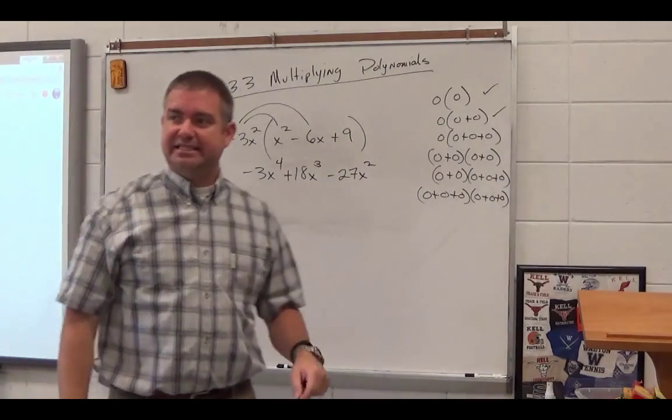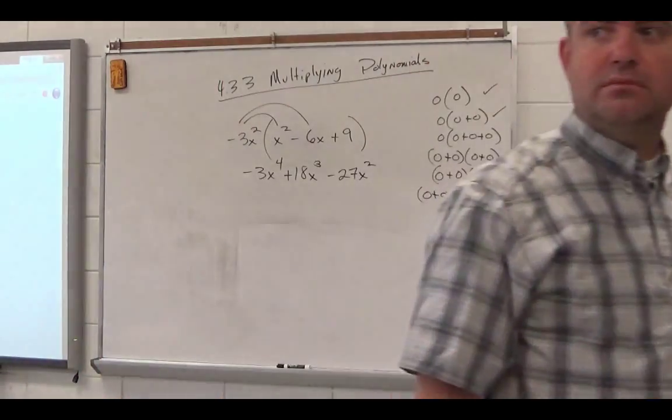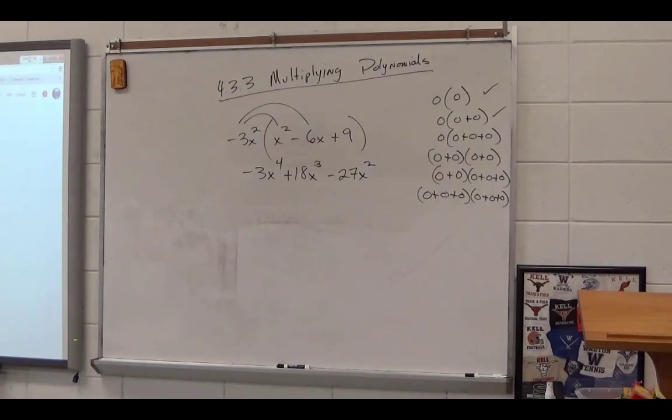Good. Is this in standard form? Yes. How do we know? Because the exponents are going down as you go. All right, math word starts with a D. We want to use the right word. What do we say? The exponents are descending, right? X to the 4th, x cubed, x squared, they're descending.